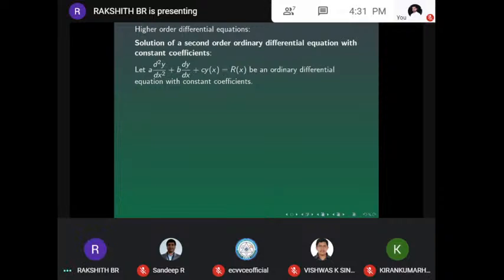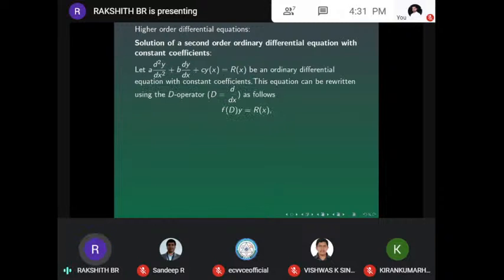So I have moved on from the topic of linear algebra to differential equations. For this, I have chosen the higher order differential equation, wherein I have considered a second order ordinary differential equation with constant coefficients. This method you can generalize to higher order differential equations. For the sake of simplicity, I have just considered the second order ordinary differential equation.